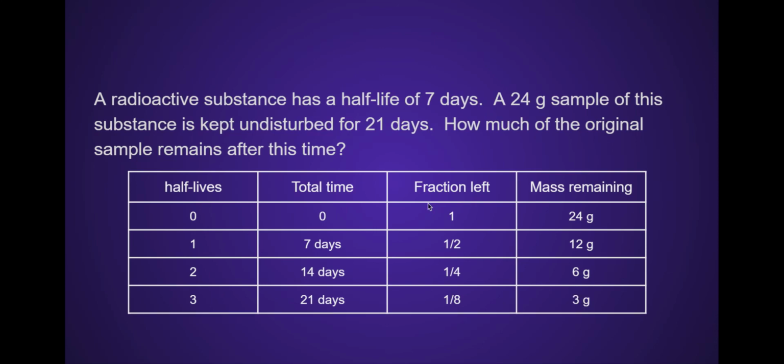All right, so let's look back at the problem. Now we've got the table filled in, and we figure out just what is the question we're answering. So the substance is kept undisturbed for 21 days. So we're going to want the bottom row of the table, the one that has 21 days in it. And they want to know how much of the sample remains after this time. That's going to be our 3 grams. All right, so that is a quick walkthrough of how to solve these problems using a table.